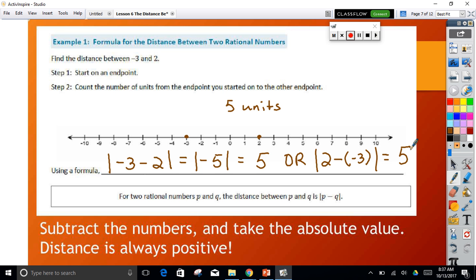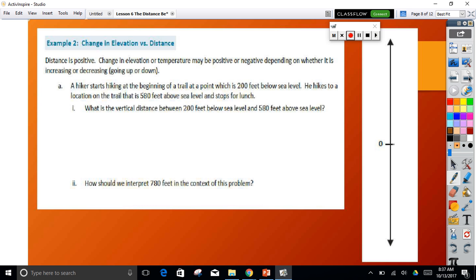So it doesn't matter, it just matters what the absolute value is? What the absolute value of the difference is. You want to subtract the numbers first and then take the absolute value. Okay? Okay, let's take a look at this one.